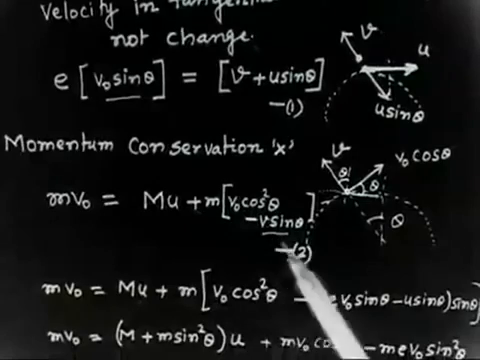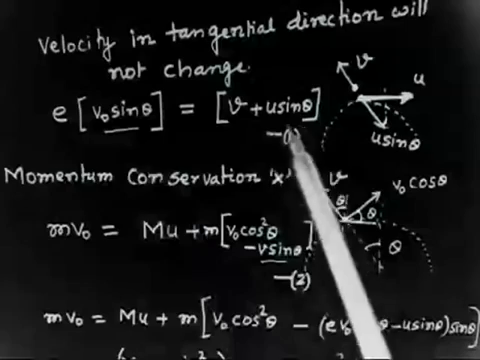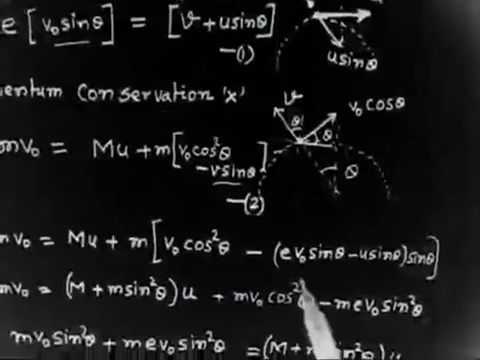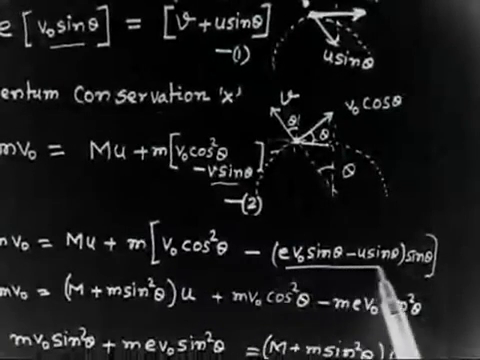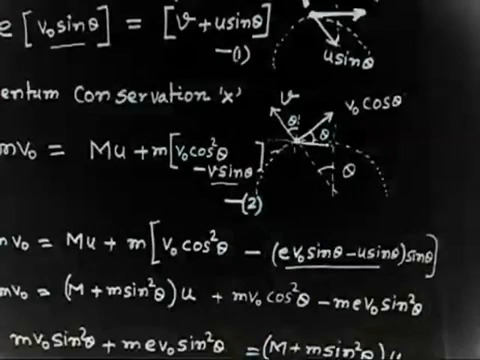Now v sin theta, I can find the v value from here. So v is e v naught sin theta minus u sin theta. So let us plug this value of v, e v naught sin theta minus u sin theta, and v into sin theta, so I have to multiply by sin theta also.